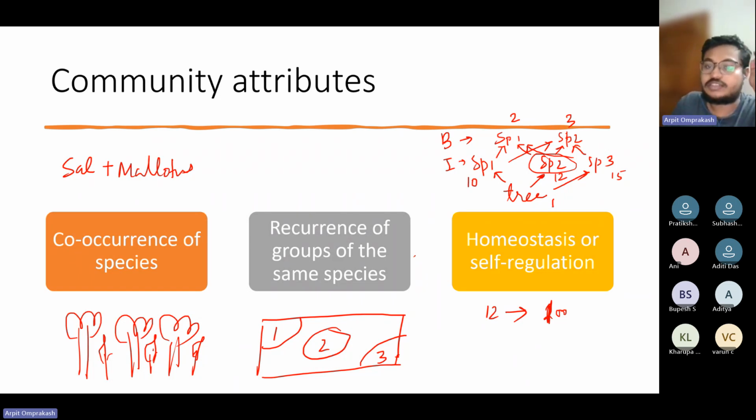So what happens is, since the birds feed on all three types of insects, and insect species 2 is more frequently available, birds will tend to come in contact more with species 2 and will tend to eat more and more of them, right? So the number of individuals of species 2 will decrease over time. And after some time, you will see that this number will tend to come back to somewhere around the value that was originally there. So this is basically known as homeostasis or self-regulation.